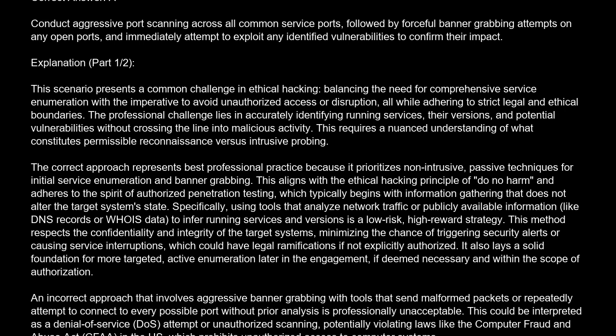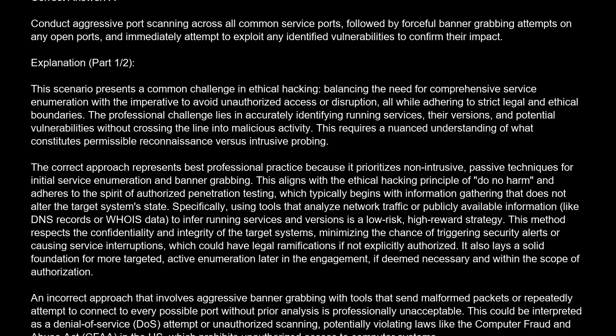The correct approach represents best professional practice because it prioritizes non-intrusive, passive techniques for initial service enumeration and banner grabbing. This aligns with the ethical hacking principle of do no harm and adheres to the spirit of authorized penetration testing, which typically begins with information gathering that does not alter the target system's state. Specifically, using tools that analyze network traffic or publicly available information, like DNS records or WHOIS data, to infer running services and versions is a low-risk, high-reward strategy.